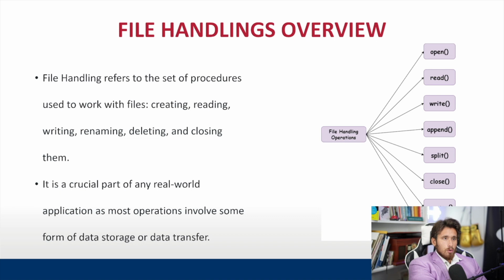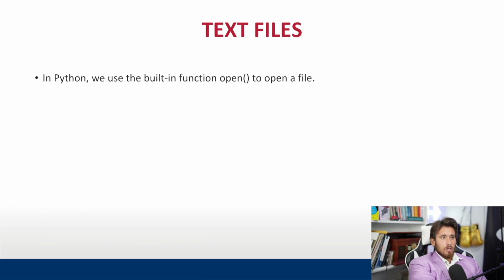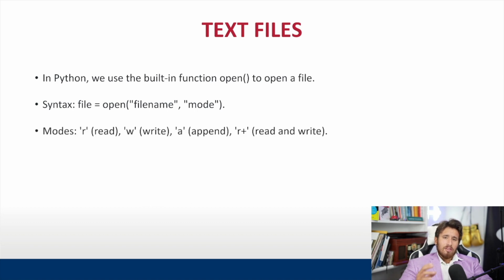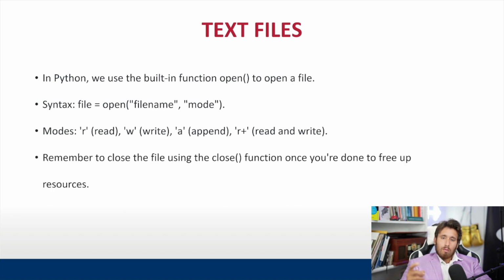So let's get into the basics of text files. In Python, we use basic built-in functions to open a file. We'll use the open function to open a file. The syntax is going to be open, the file name, and then the mode. These are the specific modes that we're going to have: quotation R to read, quotation W to write, quotation A to append, and quotation R plus to read and write. Remember, when you open a file, you always must close the file as well. Use the close function when you're done so you free up some of your resources.